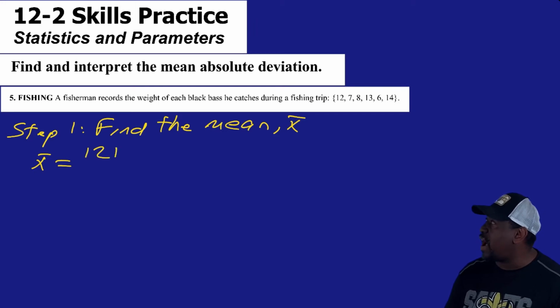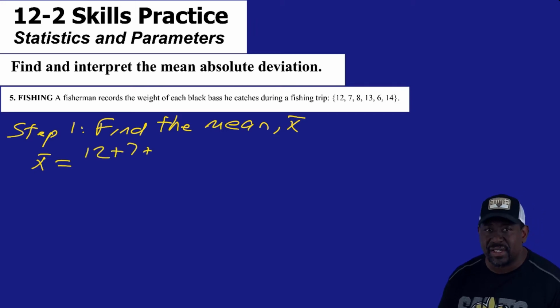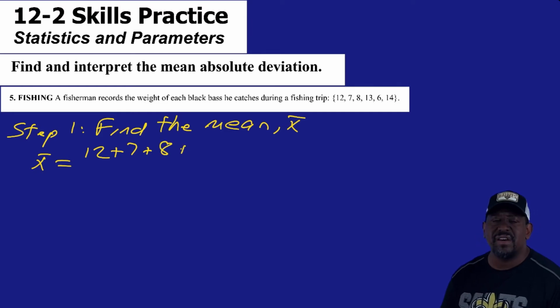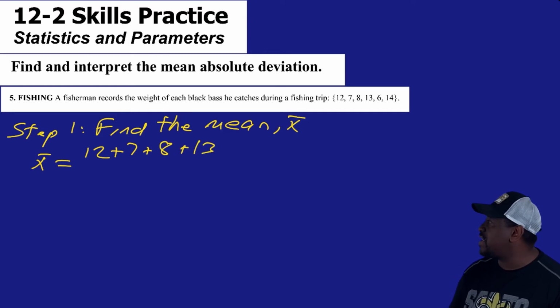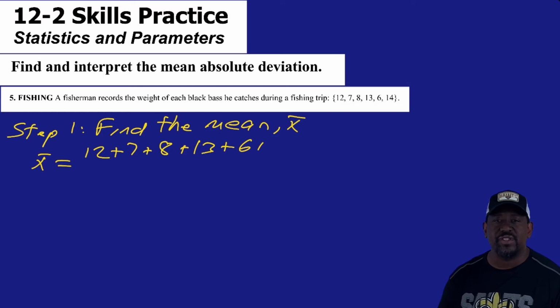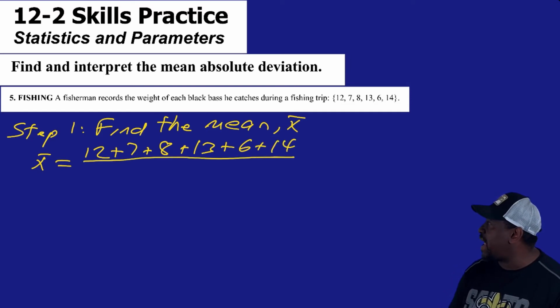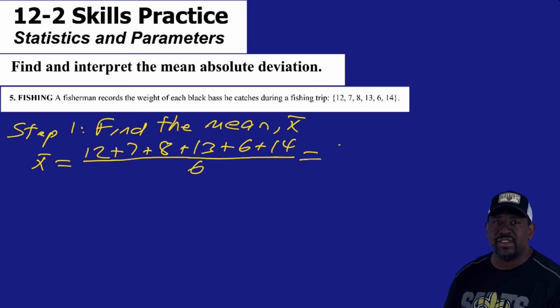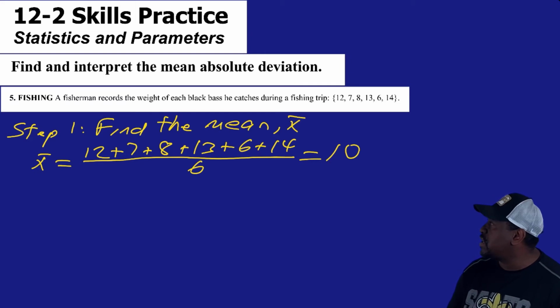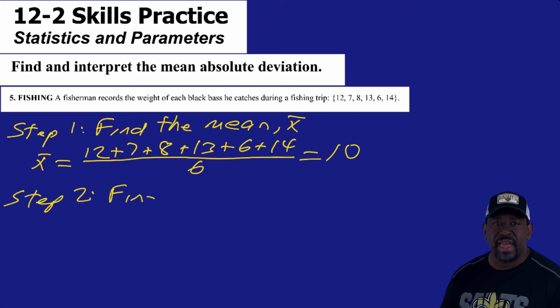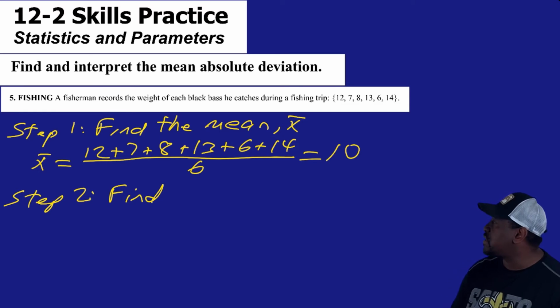So we want to find the mean absolute deviation of these 6 weights that he has. First thing we have to do is calculate the mean. Another word for mean is average, and you simply add the 6 samples and divide by the total number of samples that he had, which is 6, and that gave you an average of 10. That's the average weight of the 6 samples.